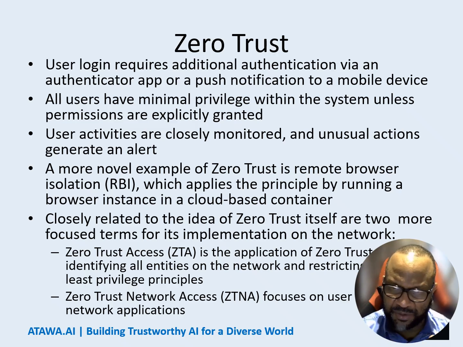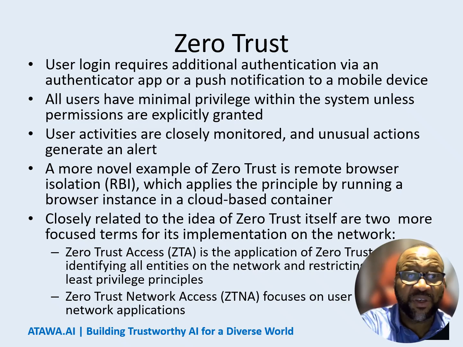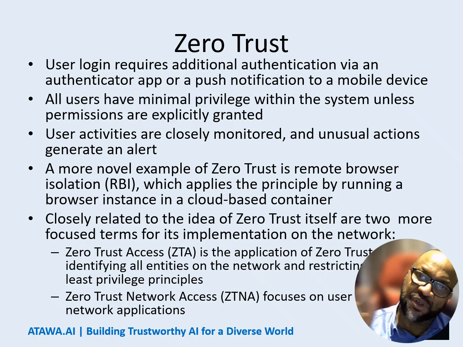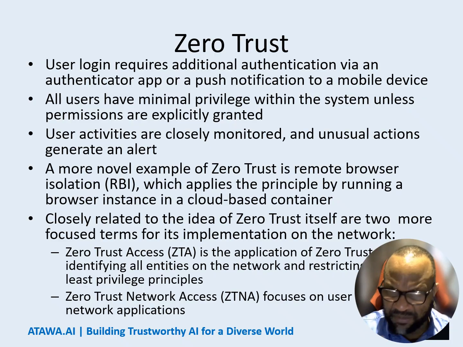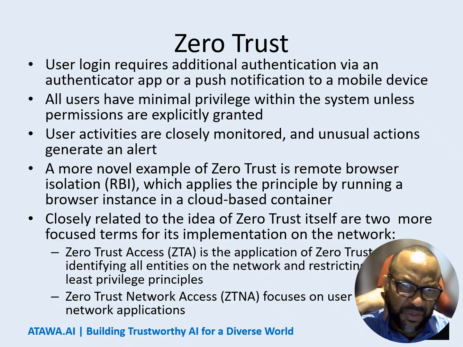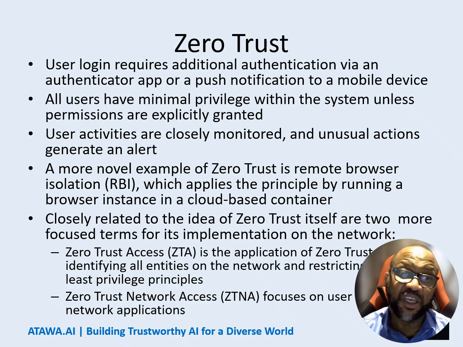So zero trust, you heard that once upon a time we had what's called trust but verify. Now everybody talks about zero trust. Everybody must prove themselves. So with zero trust, user login requires additional authentication via an authenticator app or push notification to your mobile device. All the users have minimum privileges within the system, unless you expressly granted them privileges, right? A newer example of zero trust is called remote browser isolation, right? It runs a browser instance in a cloud-based container.